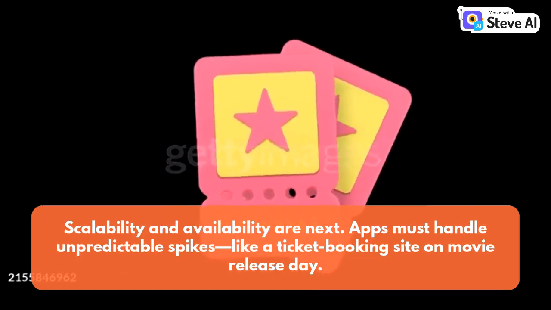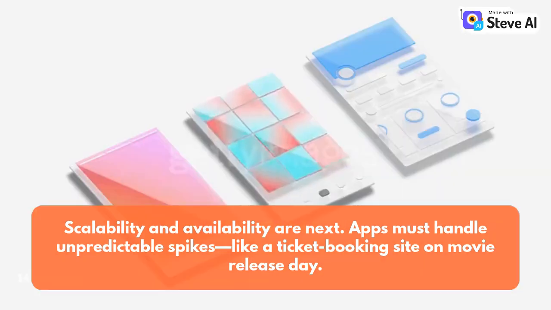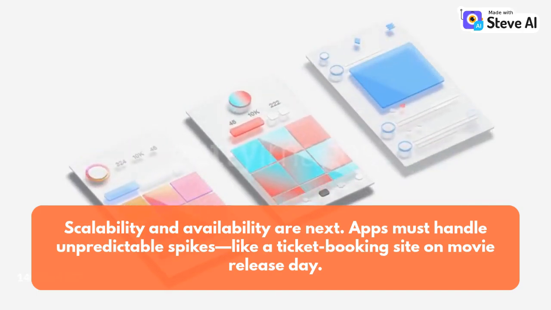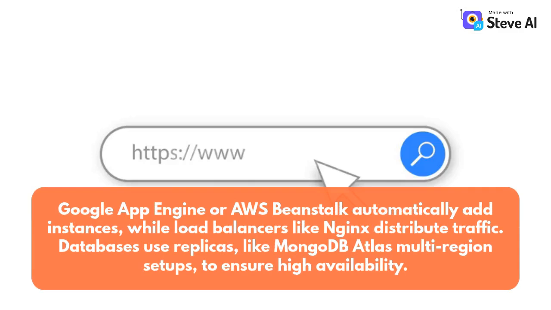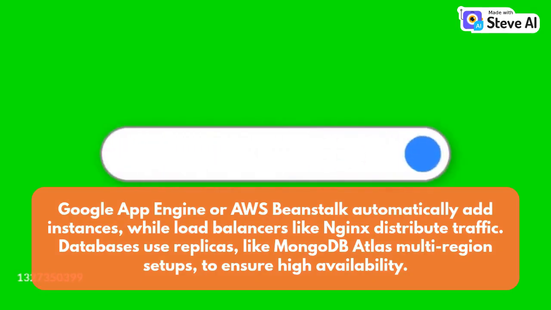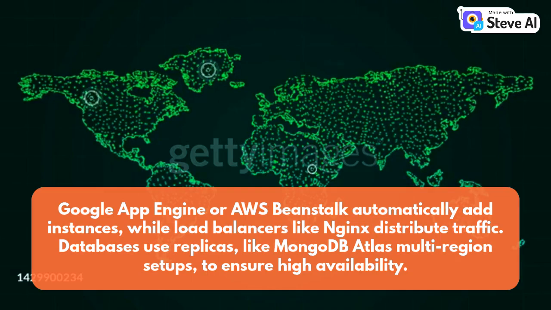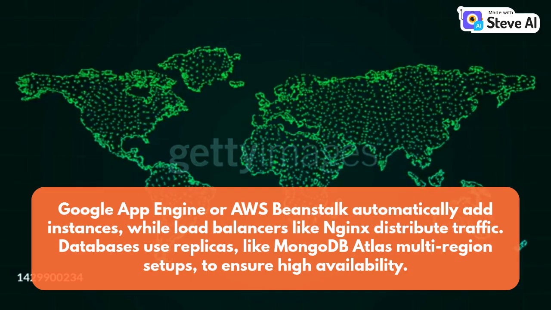Scalability and availability are next. Apps must handle unpredictable spikes, like a ticket booking site on movie release day. Google App Engine or AWS Beanstalk automatically add instances, while load balancers like Nginx distribute traffic. Databases use replicas, like MongoDB Atlas multi-region setups, to ensure high availability.